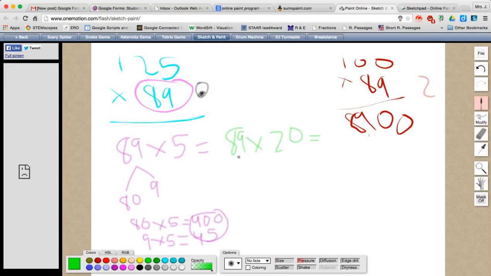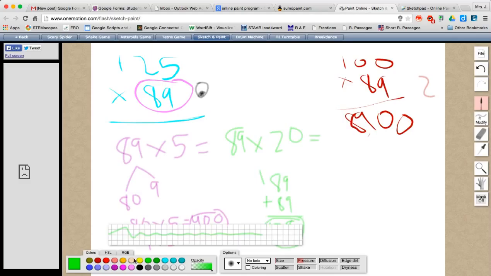For this one, I'm not going to break it apart because for me, it's easy to cover up that 0 and multiply 89 times 2. And even if that's not easy for you, I'm sure it's easy for you to say 89 plus 89. And then we know 9 plus 9 is 18. We carry our 1. 8 plus 8 is 16. Plus another one is 178. So this is multiplying by our tens.